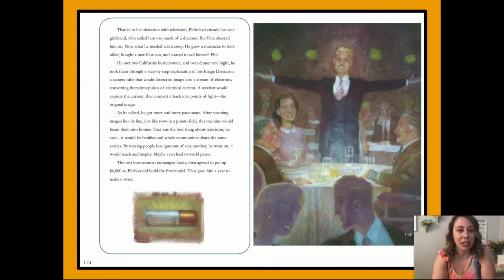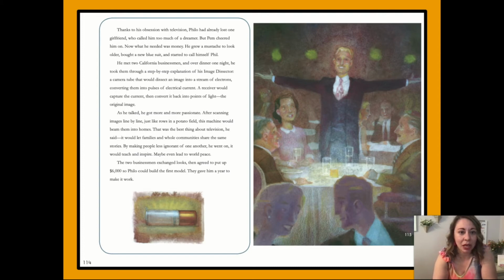Thanks to his obsession with television, Philo had already lost one girlfriend who called him too much of a dreamer. But Pem cheered him on. Now what he needed was money. He grew a mustache to look older, bought a new blue suit, and started to call himself Phil. He met two California businessmen over dinner one night.